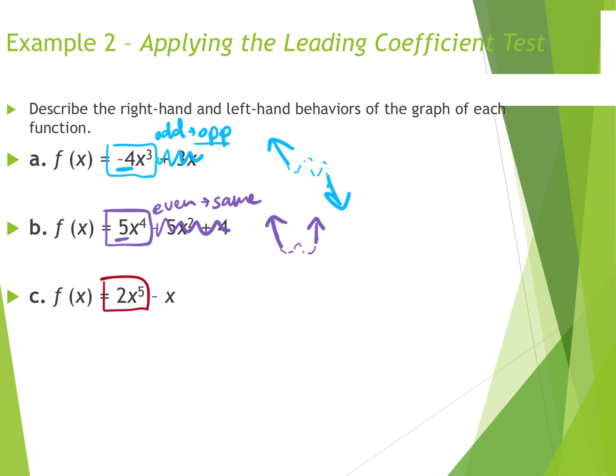Last one, for C, we have 2x to the fifth power. Our exponent is odd, so is our end behavior going to go in the same direction or opposite directions? Opposite. Our leading coefficient's positive, so what does that tell us? Down and then up. Perfect. So the left arrow goes down, the right arrow goes up.